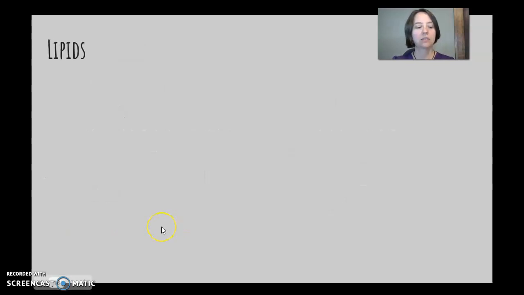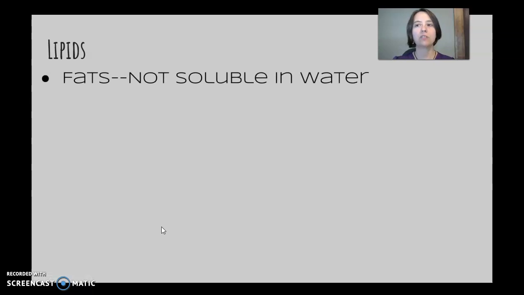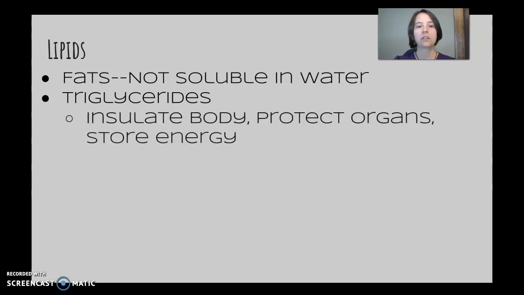So the next biological molecule we want to talk about are lipids, and a common name for lipids are fats. And one thing about fats is that they are not soluble in water. So there are three types of lipids we're going to talk about. Triglycerides. Triglycerides are important because they insulate your body, they protect your organs, they are a long-term energy storage in your body. So you do need fat in your body.